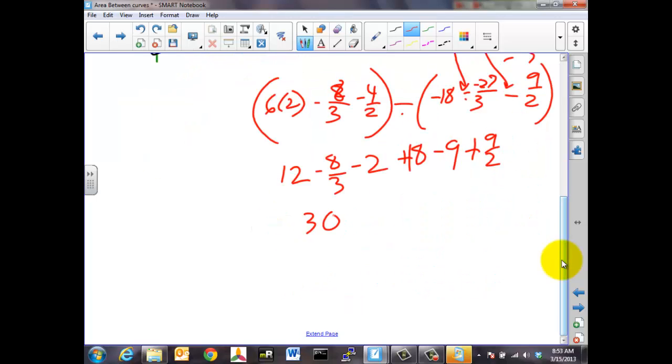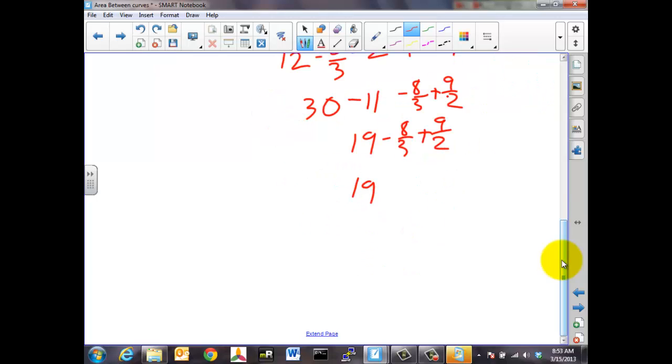So I've got 30 minus 11 minus 8 thirds plus 9 halves. 19 minus 8 thirds plus 9 halves. Whatever, that's 19 minus 16 sixths plus 27 sixths. Is that right? 19 plus 11 sixths, and whatever that comes out to be. 20 and 5 sixths. Okay? Are y'all okay with that?